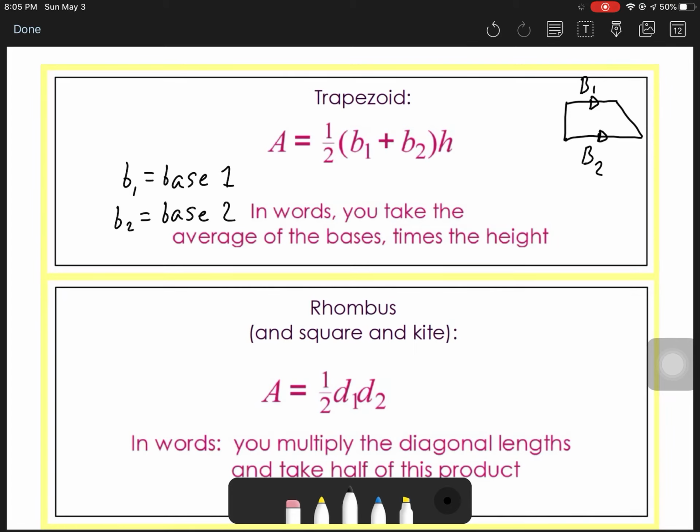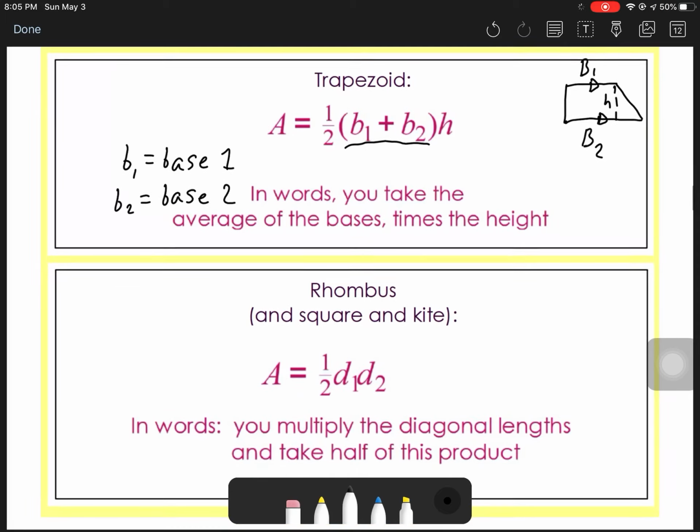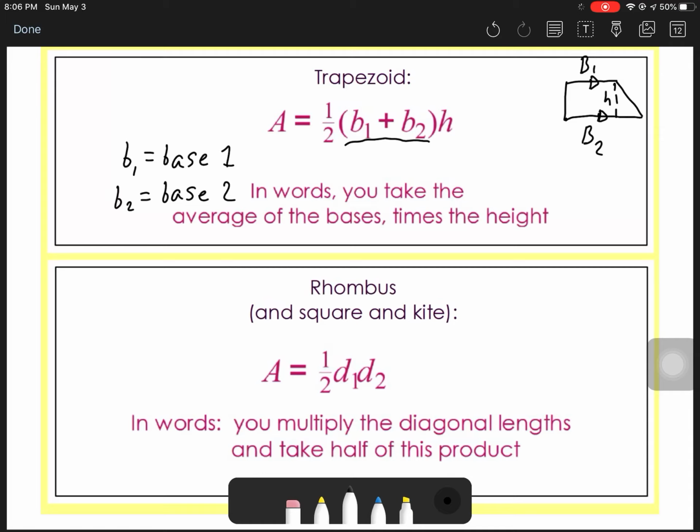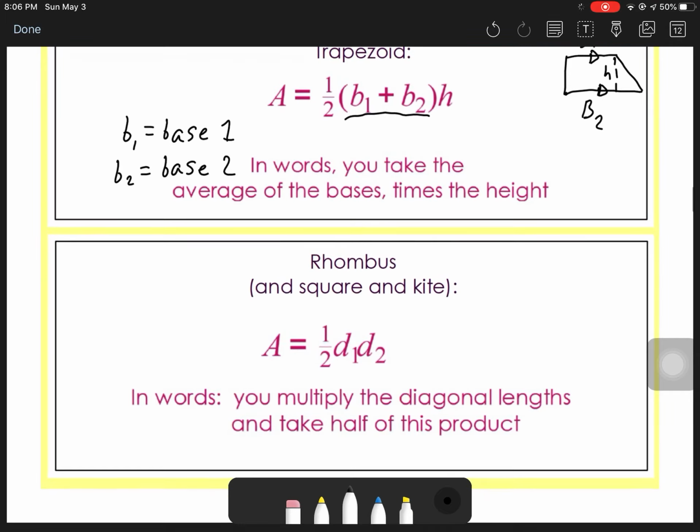What we're going to do is we're going to add those two together first. That's what's in parentheses. And then you multiply that by 1/2. So it's finding the average of the bases, and then it's multiplying by the height. So here is our height, distance from base 1 to base 2. So yeah, in words, you take the average of the bases and then multiply by the height.